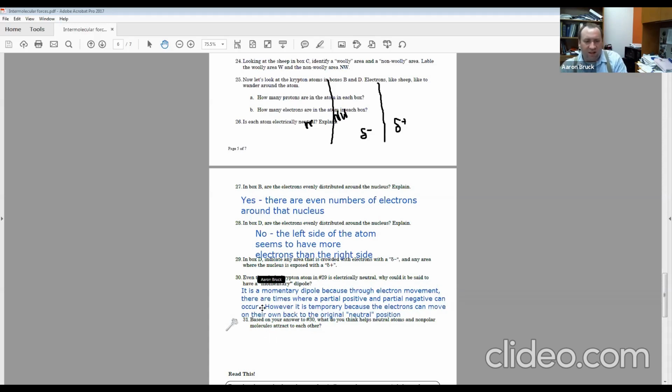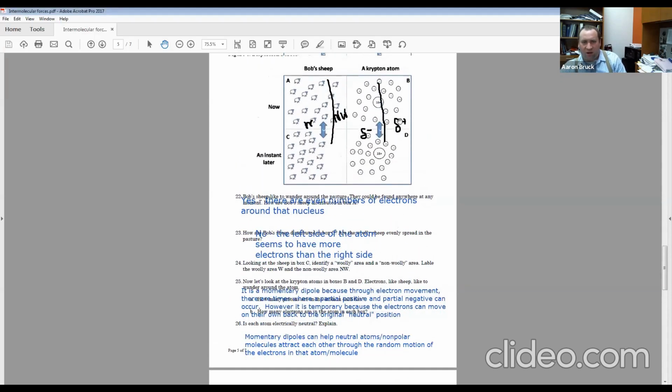So based on this idea of a momentary dipole, what we can conclude is that momentary dipoles can help neutral atoms or nonpolar molecules attract each other through the random motion of the electrons in that atom or molecule. That's the ultimate conclusion that we can draw. Through this random motion, again, we have to reiterate, this is a temporary kind of thing.